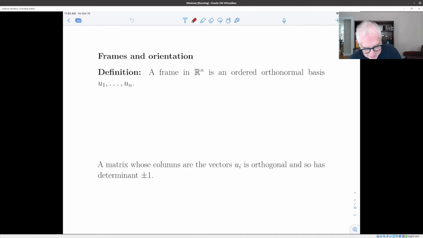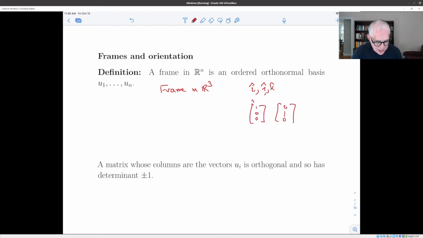So an example of a frame in R3 would be I, J, K in the usual multivariate calculus notation, where I is 1, 0, 0, and J is 0, 1, 0, and K is 0, 0, 1. And J, I, K would be a different frame. It's the same orthonormal basis, but they're in a different order, so they count as a different frame.